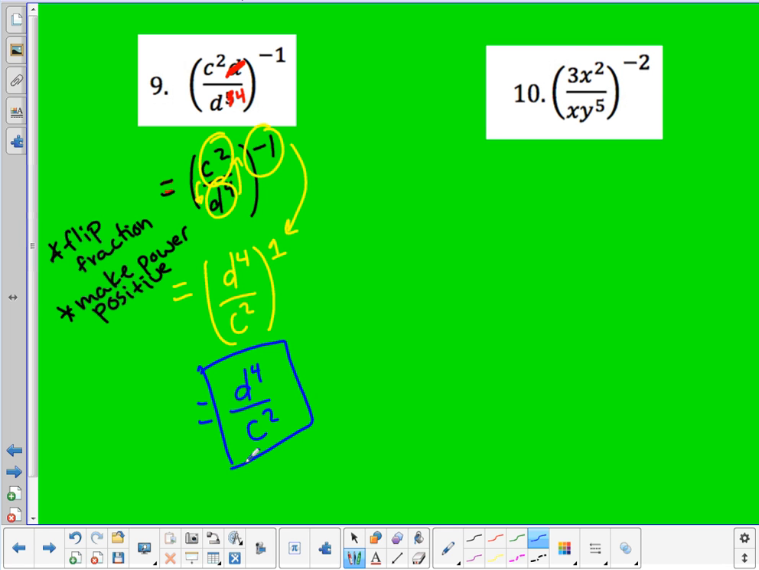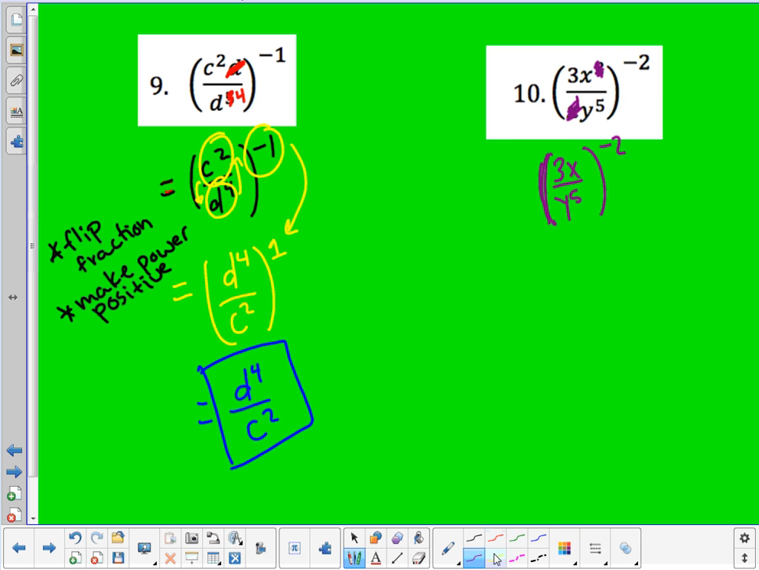So again, I have a power that's raised to a negative power. It's a power of a power, but the outside power is negative. I'm going to start by simplifying the inside. I notice that I have an x squared over x. 2 minus 1 is 1, and I have extras on top, so I'm going to have x to the first on top, and the x's on the bottom are going to go away. So now what that looks like is 3x over y to the fifth, all raised to the negative second power.